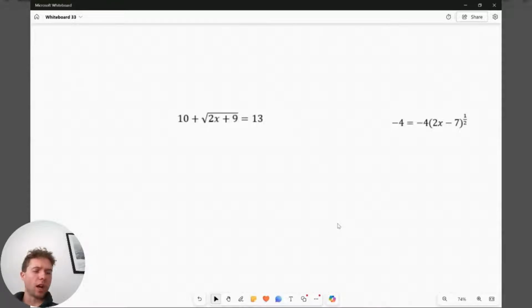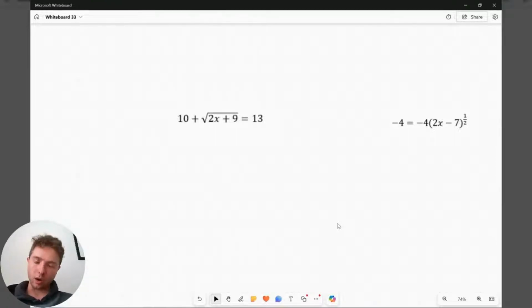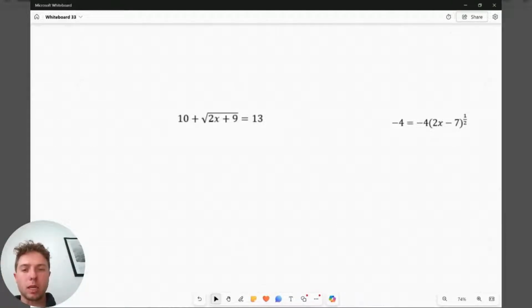I'm Mr. Hibble. Today we're looking at solving these radical equations, otherwise known as square root and cube root equations. So let's go ahead and jump into these problems today.